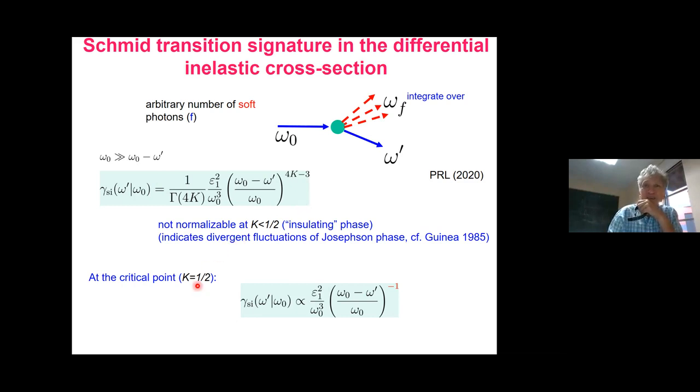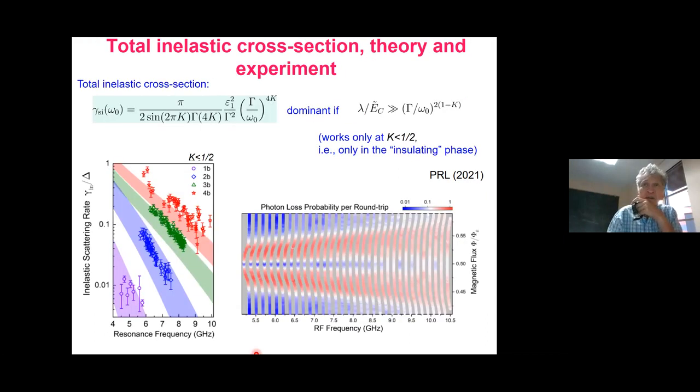Now, at the critical point, there is a value of this critical exponent, -1. And that, we claim, would be a manifestation of the Schmid transition. So this is, so far, beyond the experiment. What was done in the experiment is a measurement of the total cross-section. So we iterate over omega prime as well. As I said, it requires additional theory work. And the result is that the total cross-section scales as the resonant frequency to the power 4K. And that's what runs through the data.